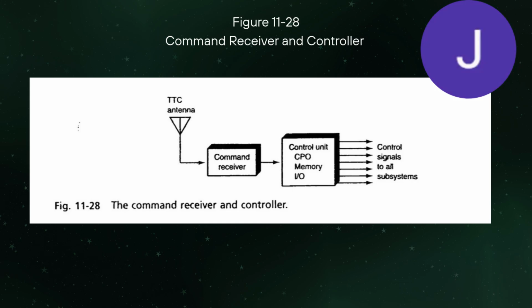Next is the command receiver and the controller on figure 1128. It receives the instructions from the ground station and controls the satellite functions, corrections, and adjustments. As you can see from the TTC antenna, the command receiver, the control unit or the CPU, memory, and then it will pass the control signals on to all subsystems.